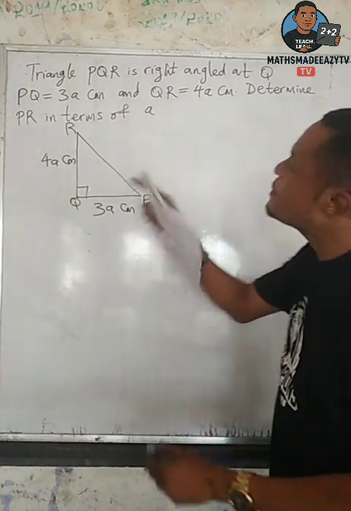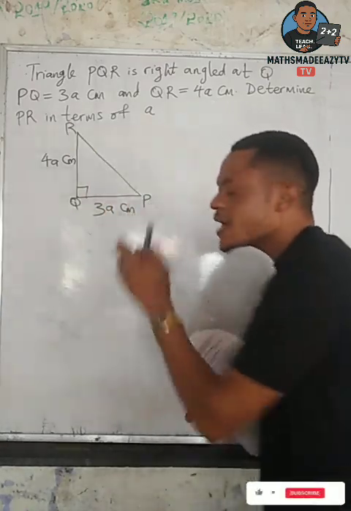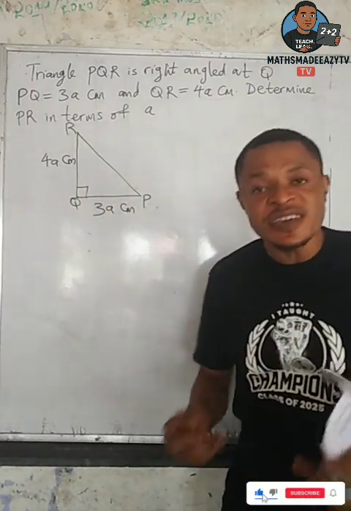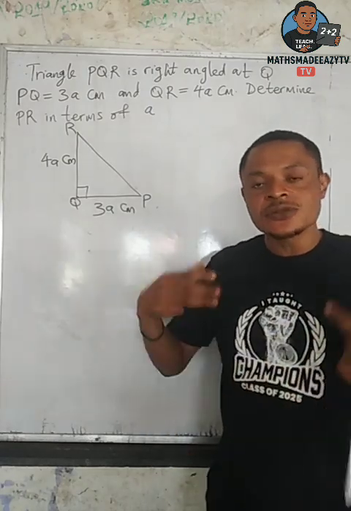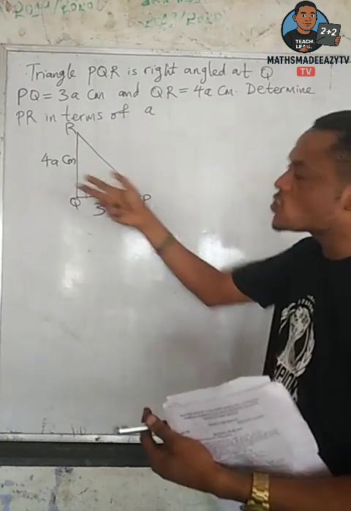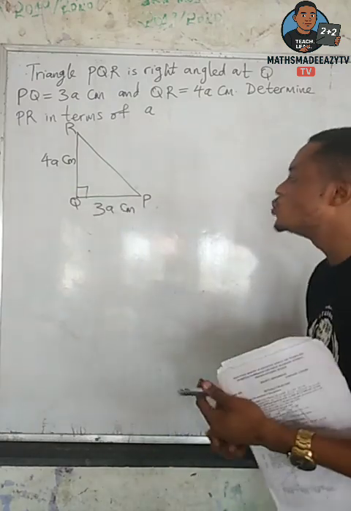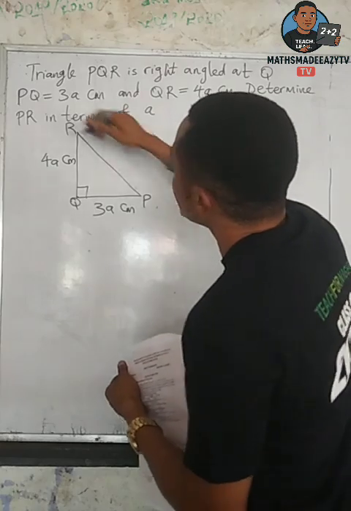Now we are to determine PR in terms of A. You know, asking us to solve it in terms of A requires leaving your answers in terms of A. So solving it in a different way, because I've seen a lot of students making mistakes while solving this. So let's see what we will do from here. So we have to find this point, PR.